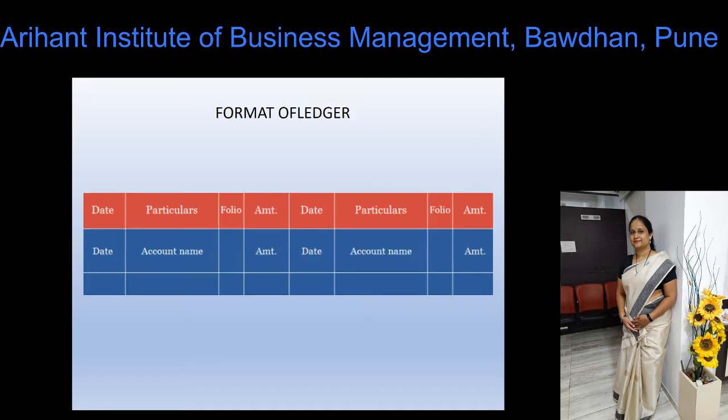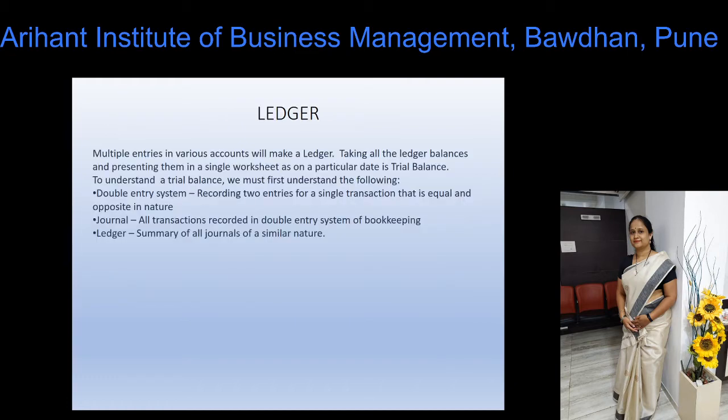Then the format of ledger. This format has two sides, debit side and credit side. First column will be date, then particulars, where you need to write the account name, then folio number, then debit amount, and for the credit side it is credit amount. Then multiple entries in various accounts will make a ledger. Taking all the ledger balances and presenting them in a single worksheet as on a particular date is called a trial balance. To understand a trial balance, we must first understand the double entry system.